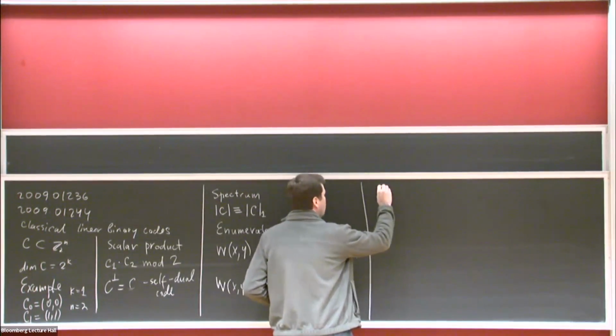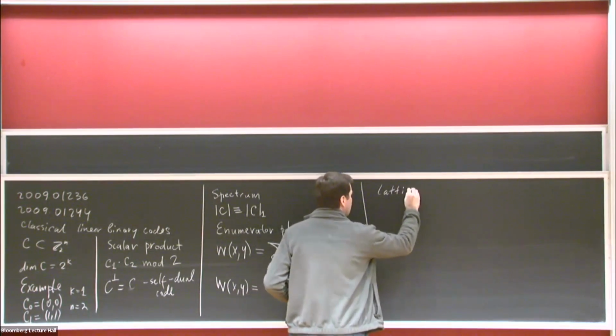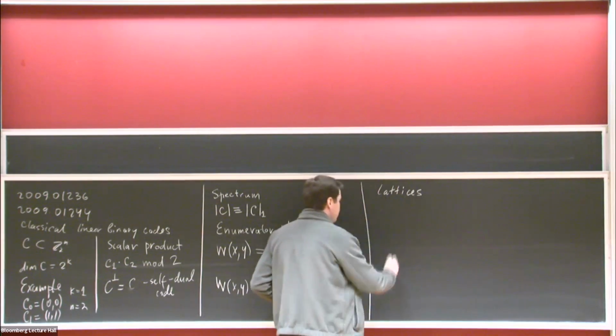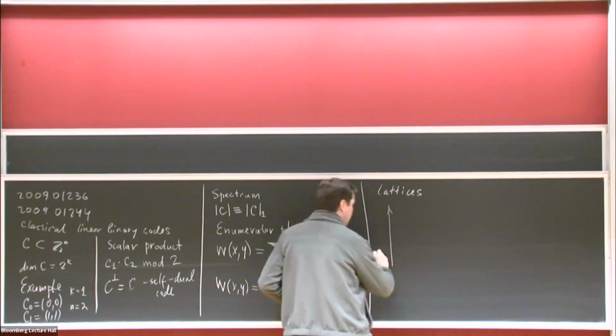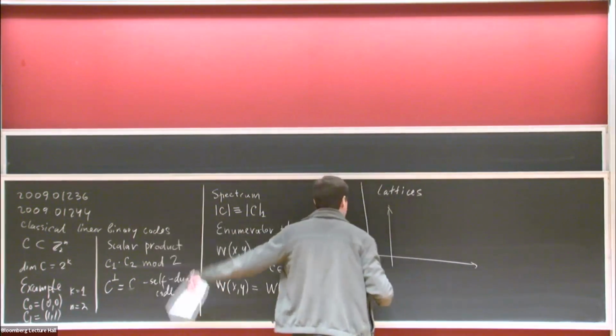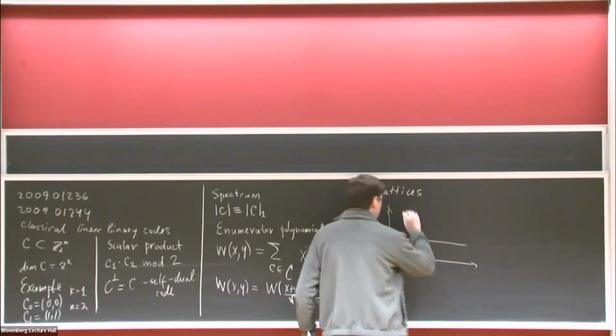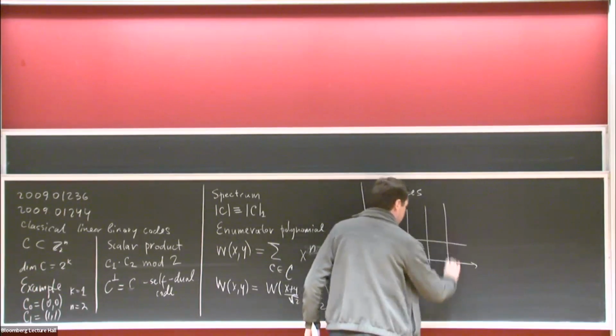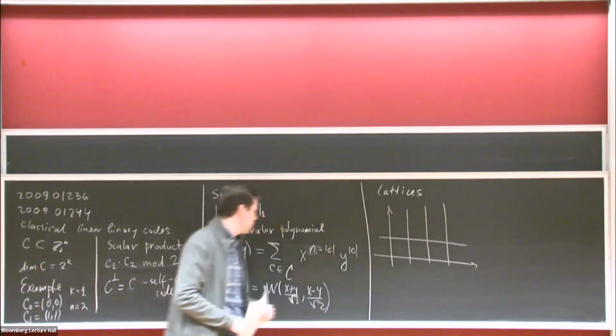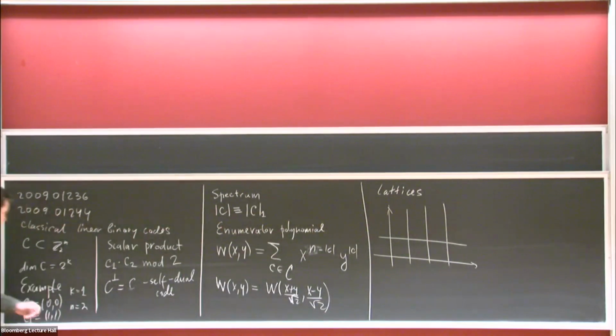I want to connect codes and lattices. There is a canonical way to start with a code of the kind I'm discussing here and define a lattice. I will be drawing a two-dimensional lattice, but it should be n-dimensional, provided that the length of my code is n. The recipe for how to build a lattice from a code is very simple, and I'll try to describe it in a geometric way.